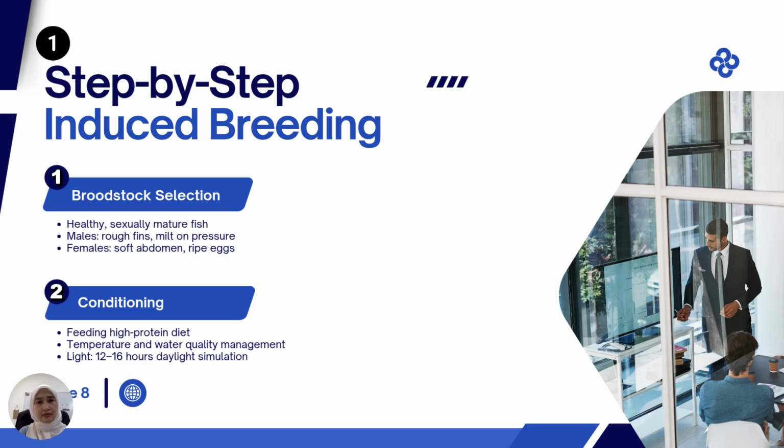And also we have to prepare for the conditioning as well. This is the environment that we need to prepare, or set up, for them to induce the breeding. In terms of feeding, we have to provide the broodstock with a high protein diet. The temperature and water quality management have to be set according to the requirements of different species, as they have different requirements. Also the supply of light: normally 12 to 16 hours of daytime could stimulate and induce breeding.